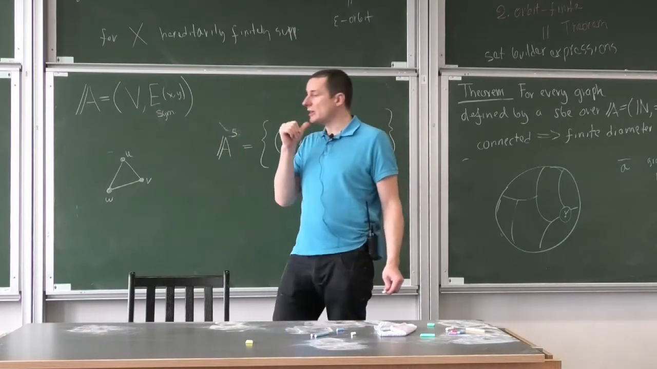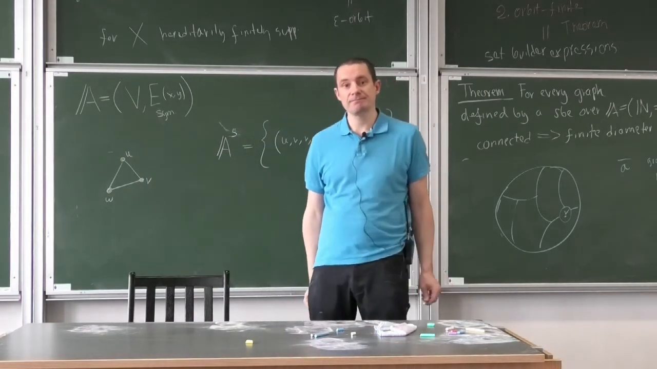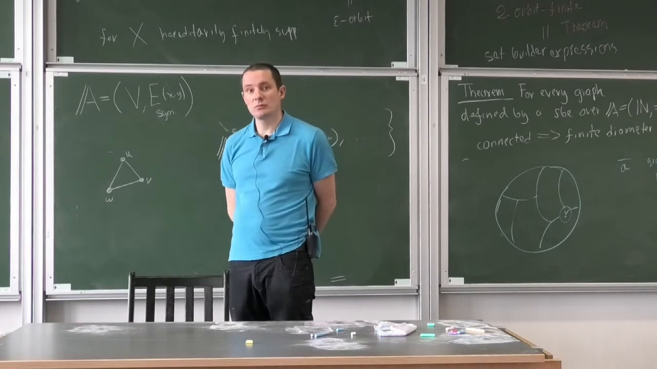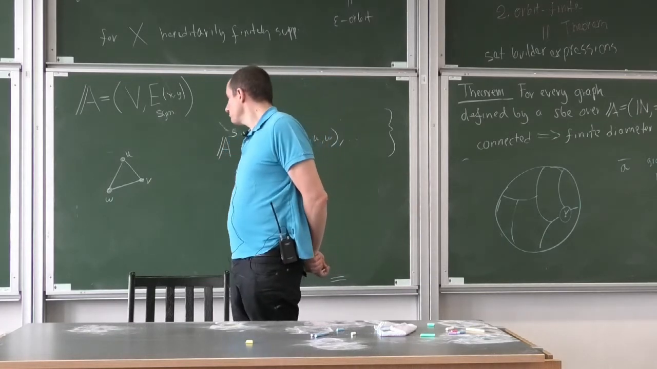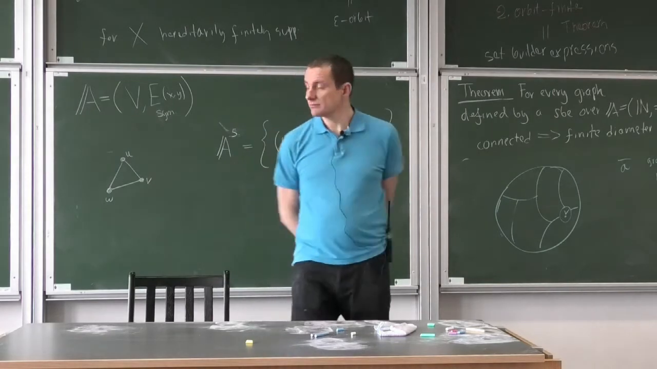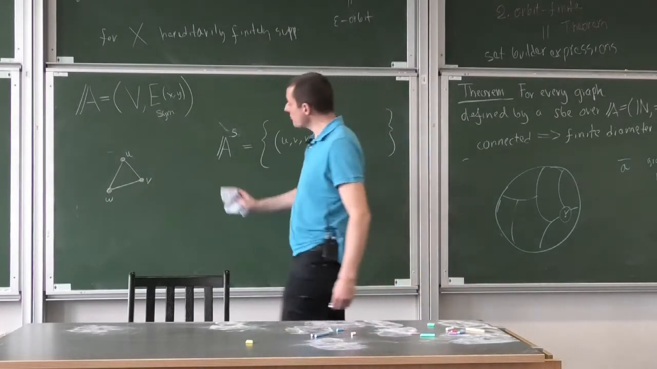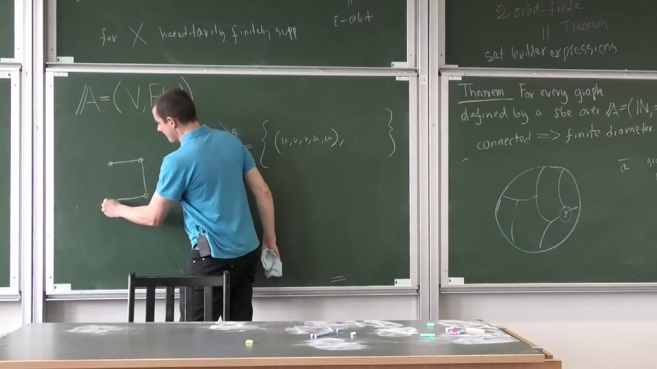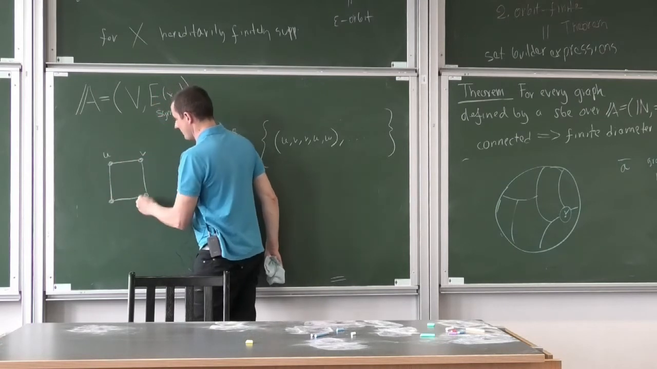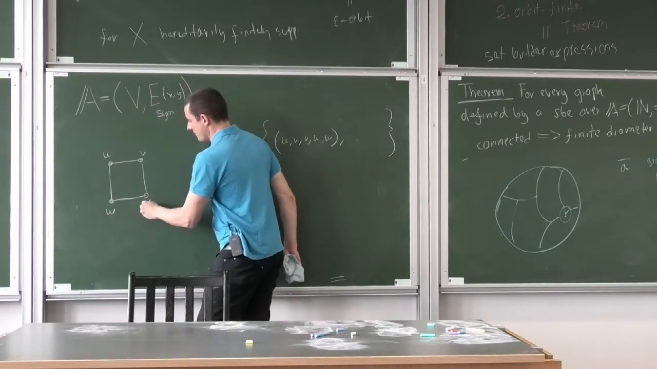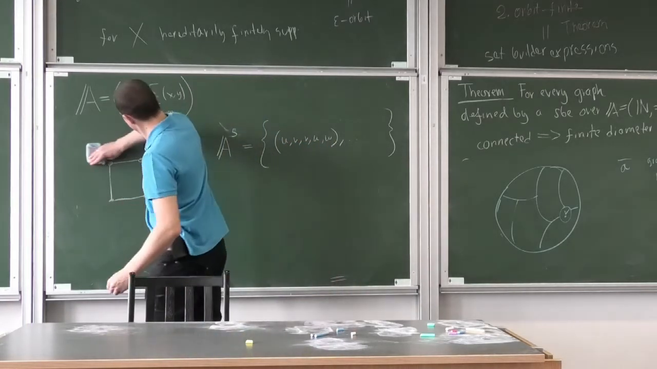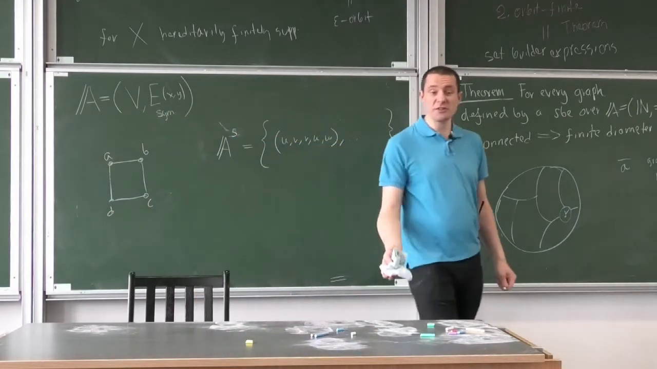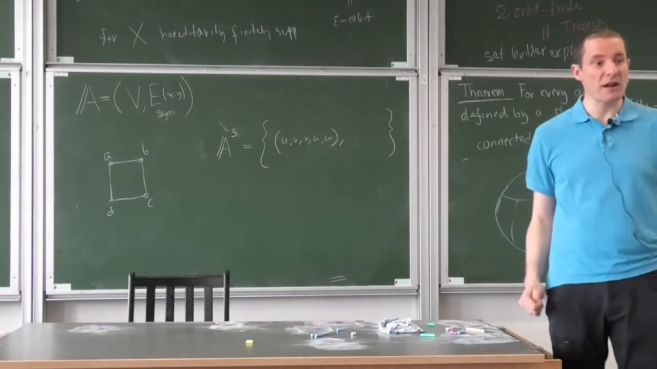What are the automorphisms of this graph? Of the structure, which means automorphisms of this graph? So maybe let's take another one slightly bigger. A, B, C, D is nicer. What are the automorphisms of this structure? Or this is the same thing as graph automorphisms in this case?